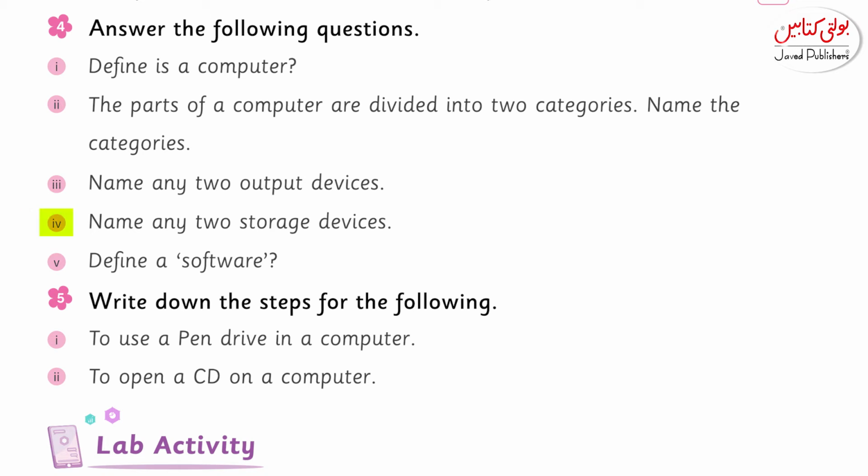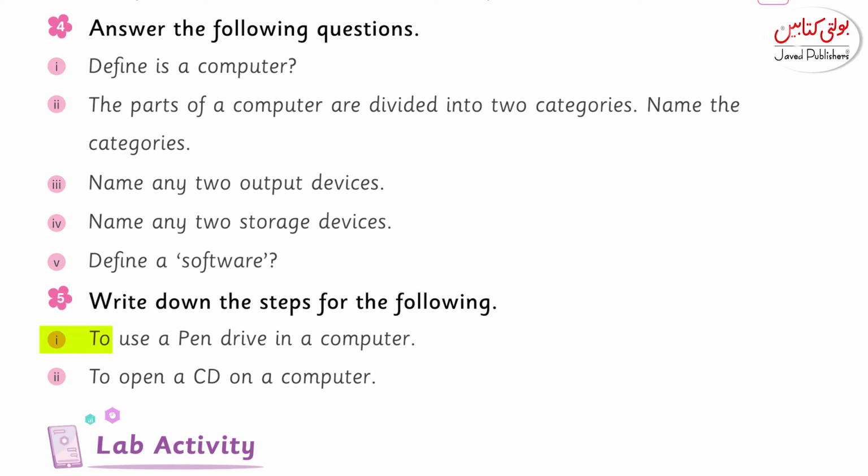Question 4. Name any two storage devices. Two storage devices are hard disk and pen drive. Question 5. Define a software. The software is a set of instructions or program that tells a computer hardware what to do and how to do. Our next question is to write down the steps for the following.